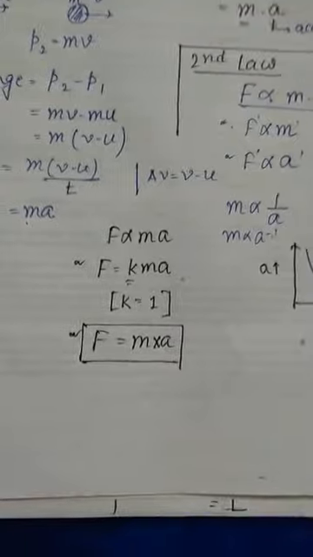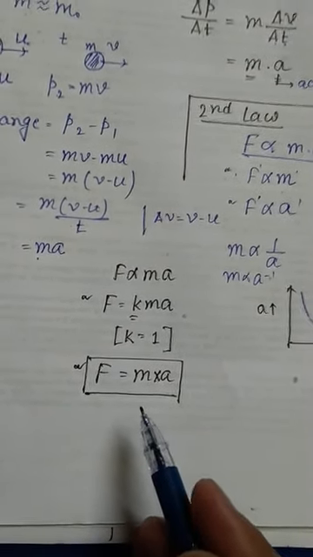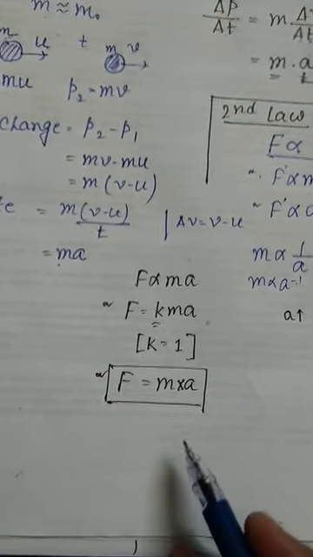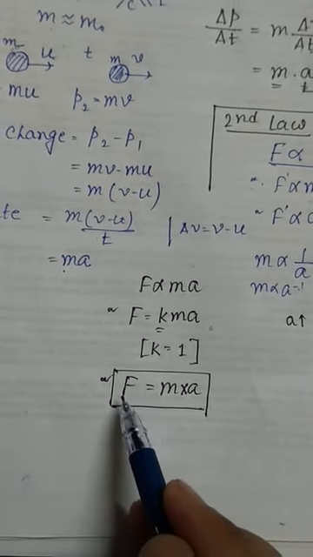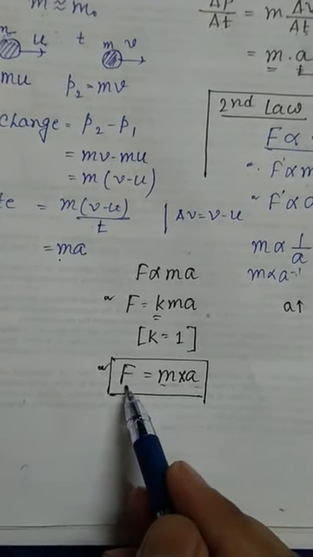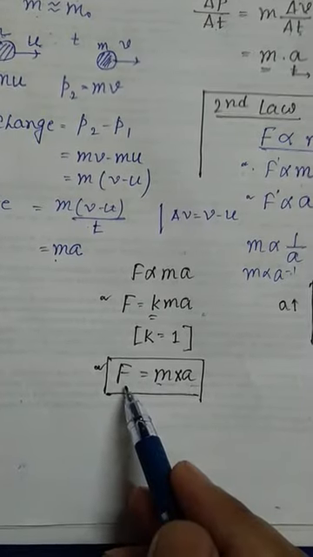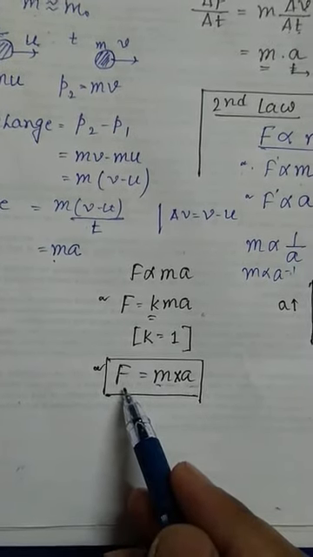So what is Newton's second law? According to Newton's second law of motion, the rate of change of momentum of a body is directly proportional to the force applied on it, and the change in momentum takes place in the direction in which the force is applied.